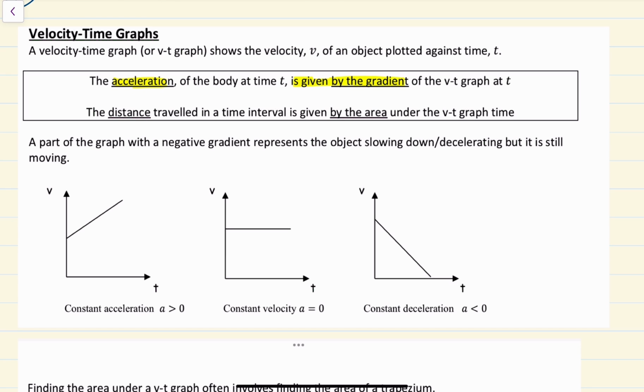And also a horizontal line, like in this one. In the last one, that meant your displacement wasn't changing. But in this one, it means your velocity isn't changing, so it means that it's a constant velocity. And also, very important one, the distance travelled in a time interval is given by the area under the VT graph, and we can use a lot of different things here.